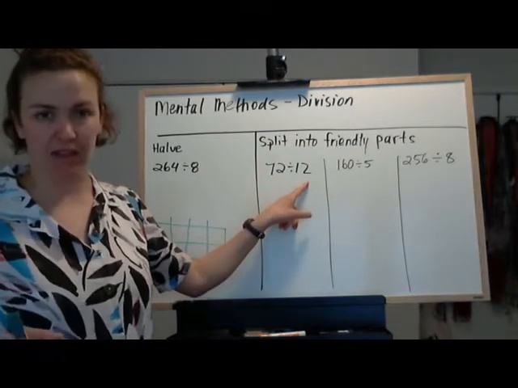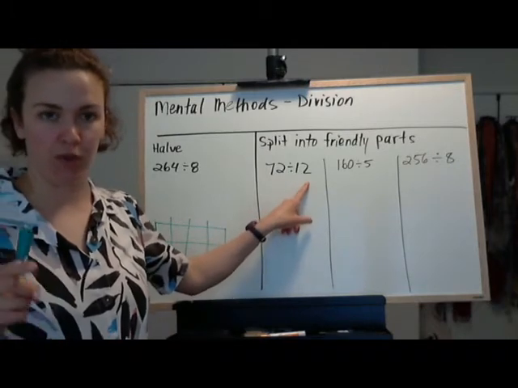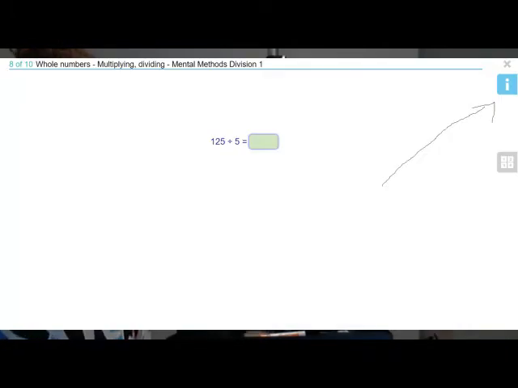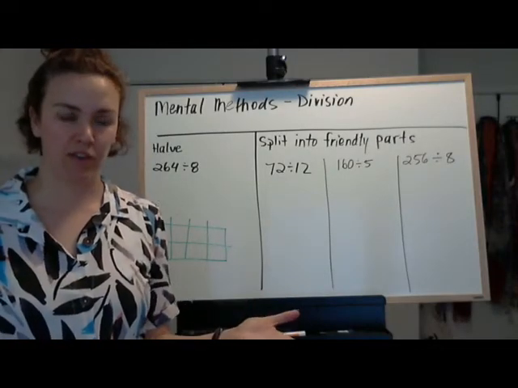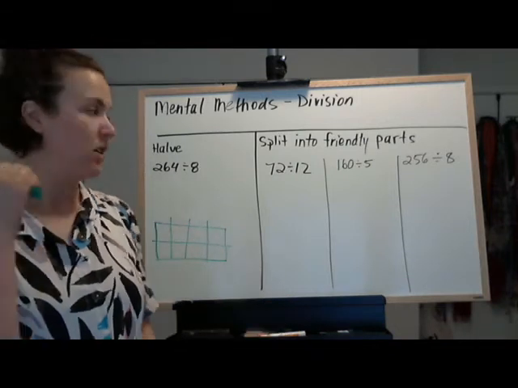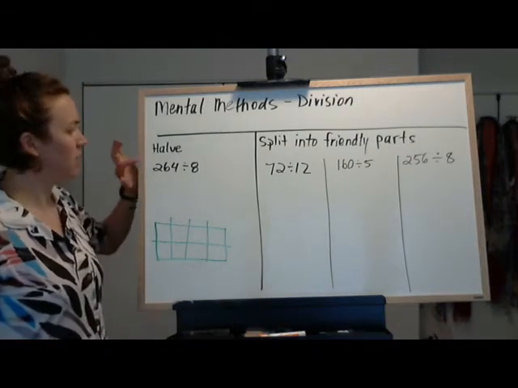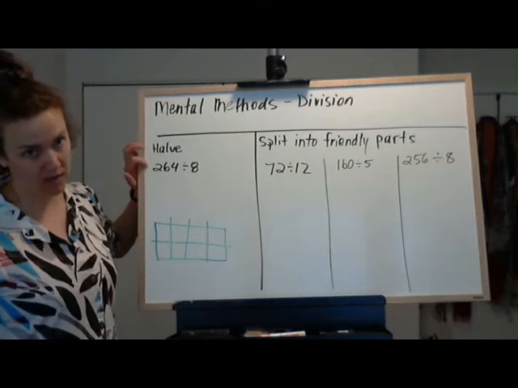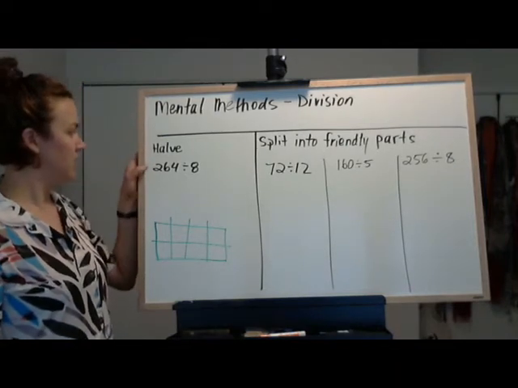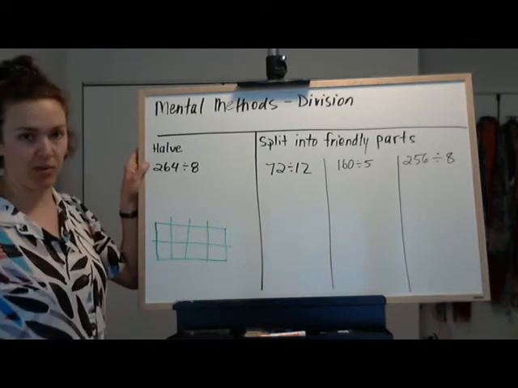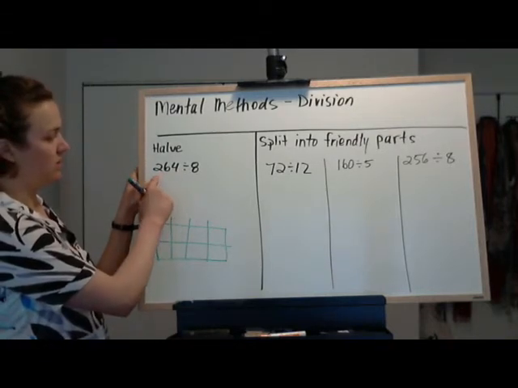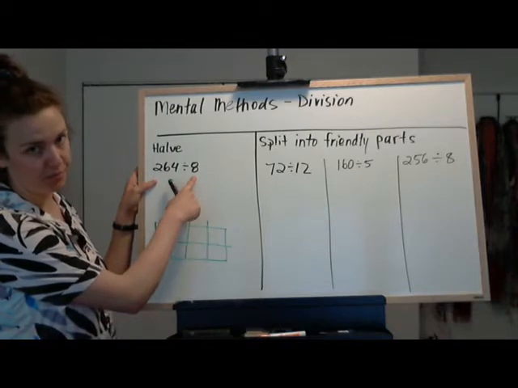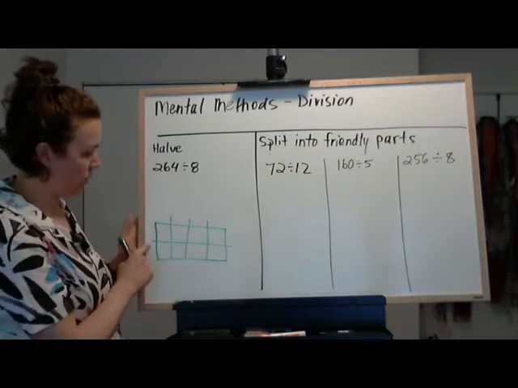And in Mathletics, if you're not sure which one to use, you can go to that little I in the top right-hand corner, and it will give you an example of a similar question and tell you which strategy to use. The first strategy, there probably won't be as many of these, but it's handy to know. This strategy is halving both sides. So the dividend and the divisor. And I'm going to show you why it works.